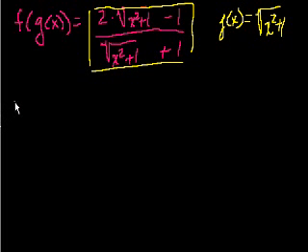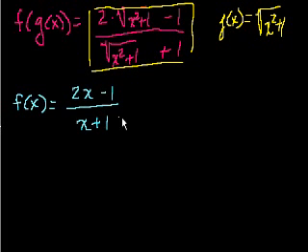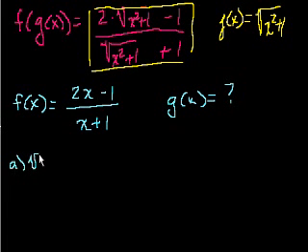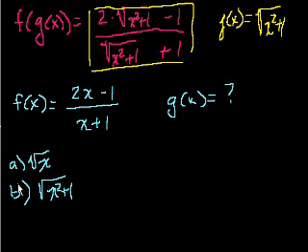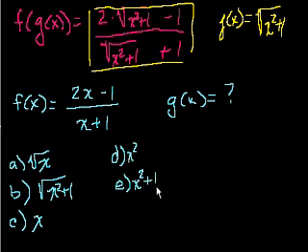So the choices were, well, I erased some of it. It was given that f of x is 2x minus 1 over x plus 1. And then they said which of the following is g of x. So g of x is equal to, and they give these choices. A, square root of x. B, square root of x squared plus 1, which we just figured out was actually the answer. C, x. D, x squared. And E, x squared plus 1.